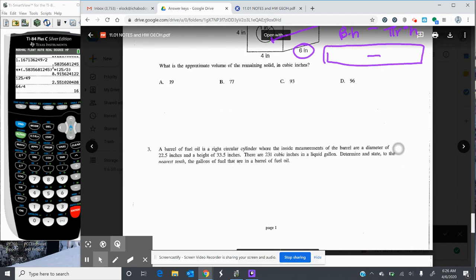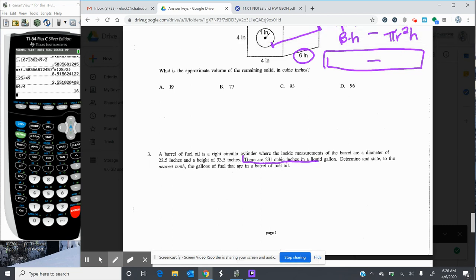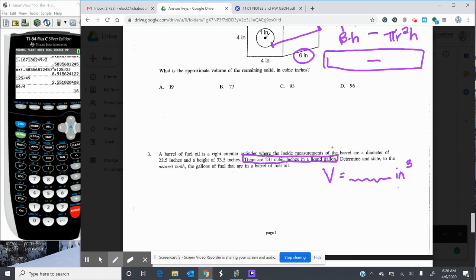Number 3, you're going to have to convert to gallons. Now here, this conversion factor is going to be used after. There are 231 cubic inches per 1 liquid gallon. So what you're going to do is you're going to find your volume equals so many inches cubed. And this conversion 231 cubic inches is in 1 liquid gallon. So you're going to take your final answer there and you're going to end up dividing. And then divide by 231, and that's going to give your volume in so many gallons.